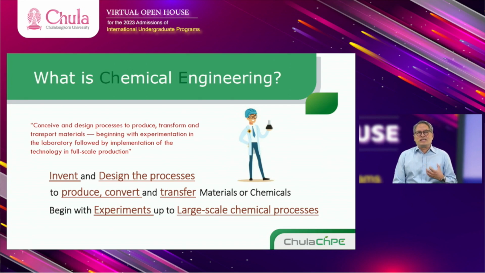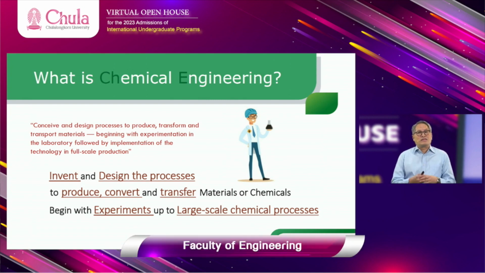Okay, so to start it off, what is chemical engineering? Chemical engineers invent and design the process to convert raw materials into the final products that we would like, and then we transfer it from one point to another. To start our process, we begin with experiments in the laboratory to find out what chemical reactions can convert the raw materials to the final products that we want, and then we scale it up to a chemical plant size that will produce such products in maybe 1 million tons per year. So that is the role of chemical engineers.